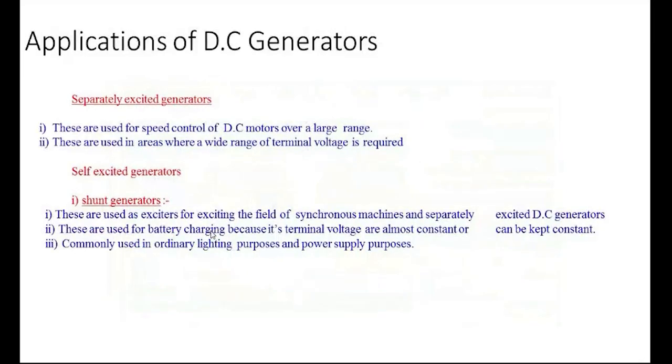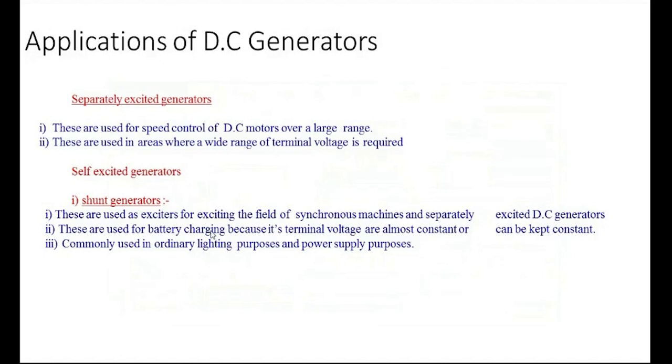So finally, we can discuss the applications of DC generators. The first one is the separately excited DC generator. This is used for the speed control of DC motors over a large range. Second, they are used in areas where a wide range of terminal voltage is required. These are the main applications of the separately excited DC generator.